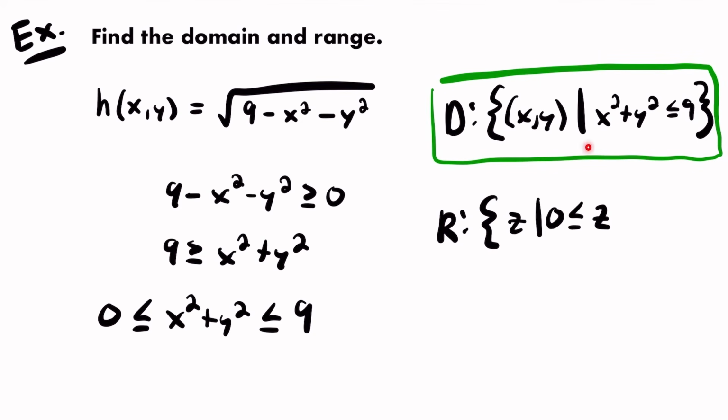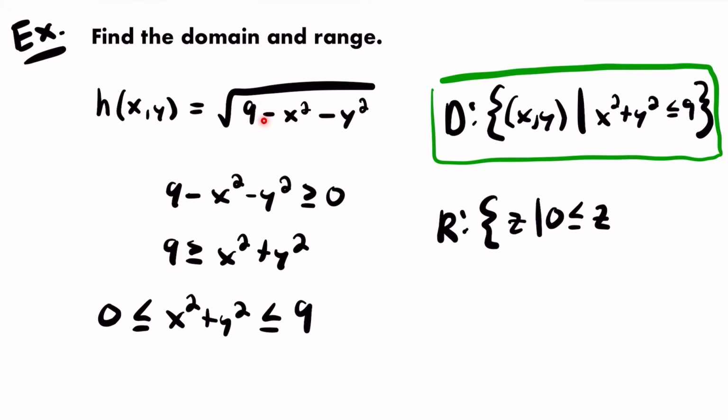We could have added that in for our domain here. We're looking at values of x and y such that the sum of their squares is between 0 and 9. Technically, we could have added that in there. It's not necessary, but it is true. But what this tells us is that the smallest value that we could be subtracting from 9 underneath the square root is 0. We're not going to get anything smaller than that.